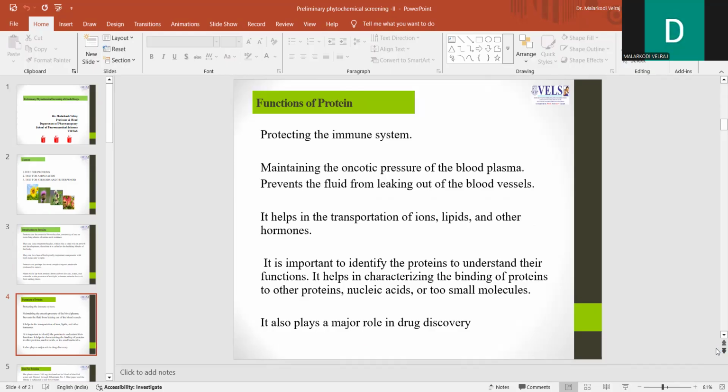It is also important to identify proteins to understand their functions, which helps in characterizing the binding of proteins to other proteins, nucleic acids, or small molecules. It also plays a major role in drug discovery.